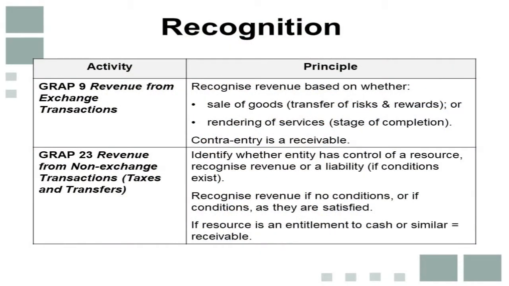From a GRAP 23 point of view, the starting point is slightly different. You need to have a look at whether or not you have control of a resource based on the specific rights and obligations in place with the arrangement that you have, and if you do, you would then obviously go about either recognizing revenue or a liability depending on if there are conditions associated with it. And obviously the revenue recognition is then either based on the satisfaction of those conditions, or if there are no conditions, you would just recognize revenue upfront.